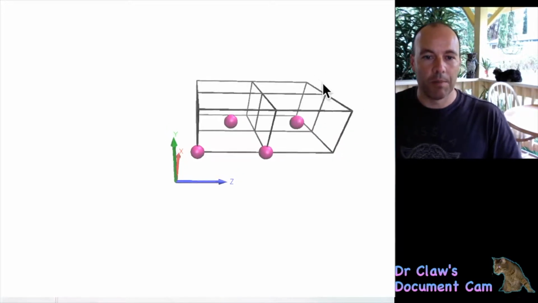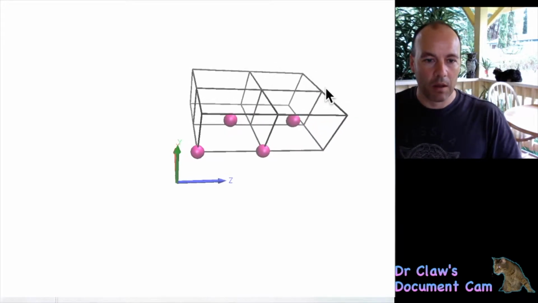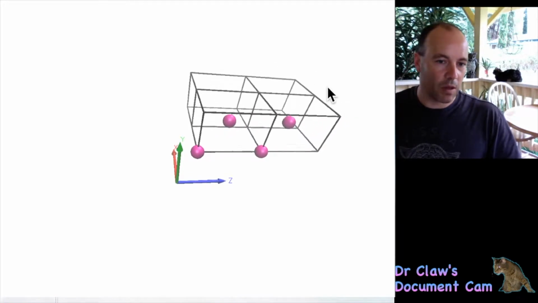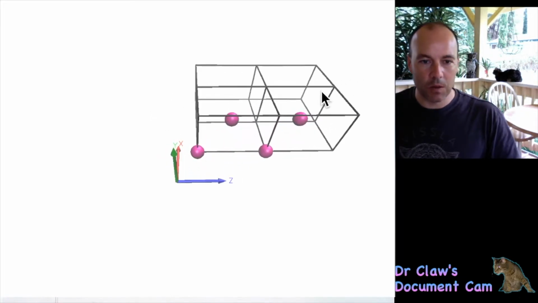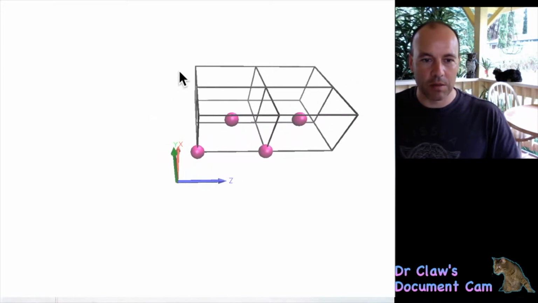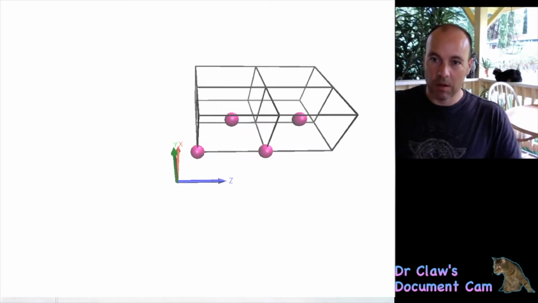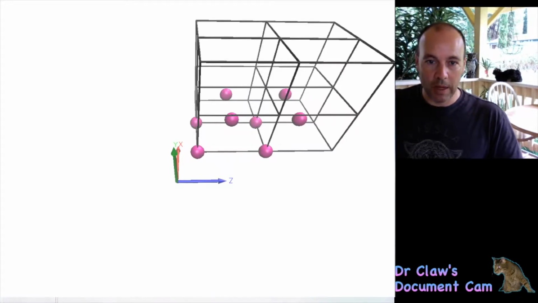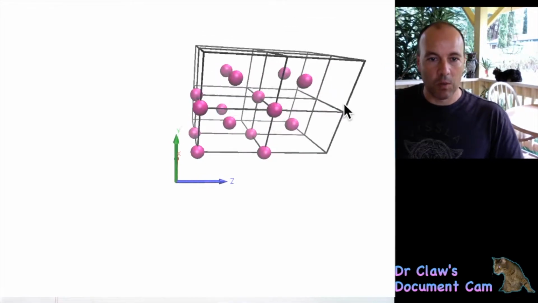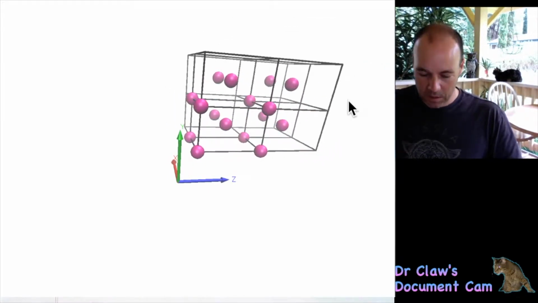So here's a 2 by 1 by 2. So 2 unit cells in the x direction, 1 in the y direction, and 2 in the z direction. All right, and we can do more than that. 2 by 2 by 2, along with their corresponding atoms.